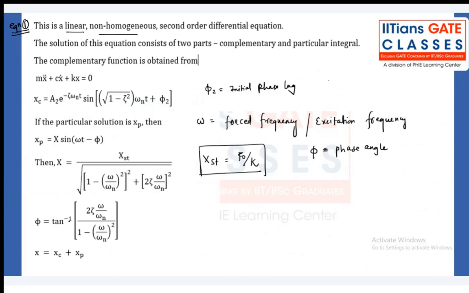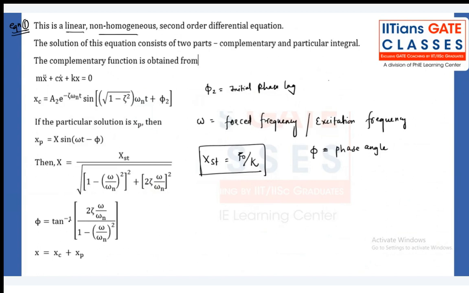What is the particular integral solution? Xp is equal to what? X sine omega t minus phi, where X is what, guys? Amplitude, which is written in the form of a formula. X is X static divided by under root of 1 minus omega by omega n whole square plus 2 zeta omega by omega n whole square. Remember, omega by omega n is also called the frequency ratio.